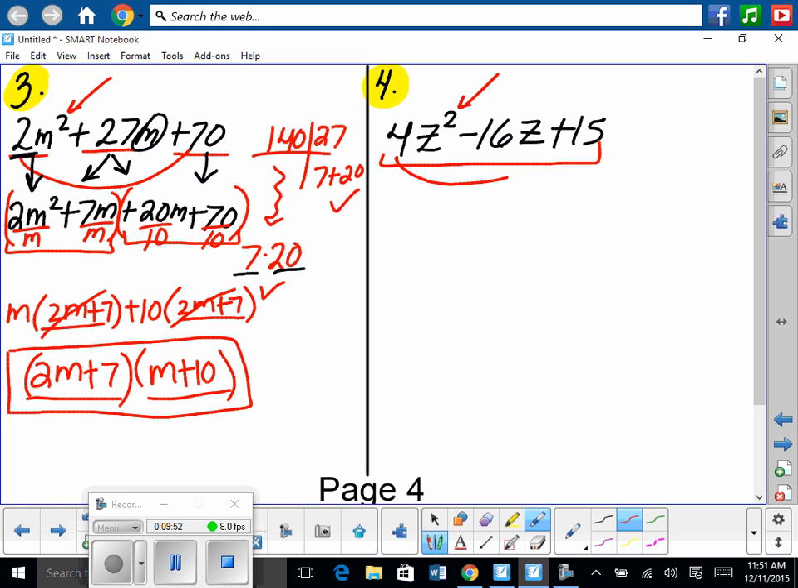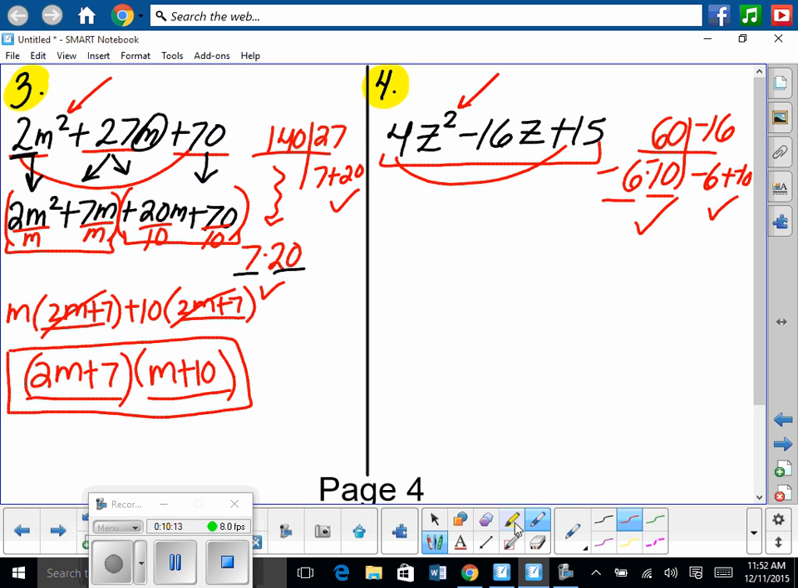We'll multiply to be a times c, so that would be 60, and adds up to be negative 16. And I know this one right off. 6 times 10. And they both have to be negative because it needs to add up to be negative 16. But check, does it work in both cases? Negative 6 times negative 10 is positive 60. And negative 6 plus negative 10 is negative 16.